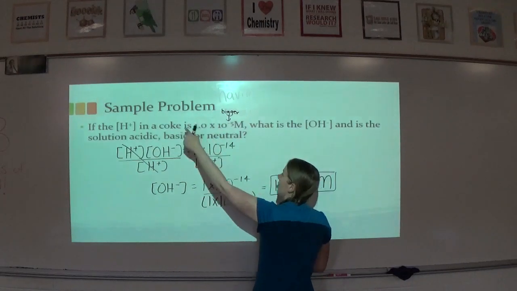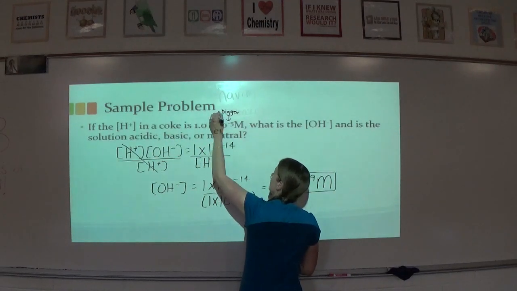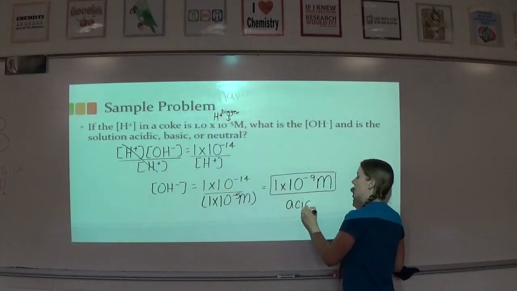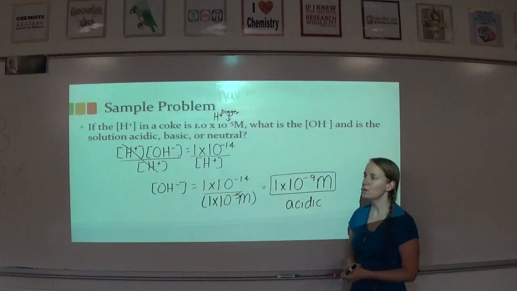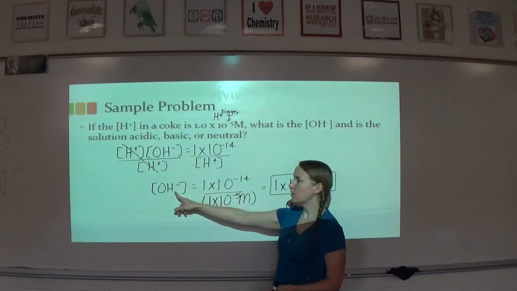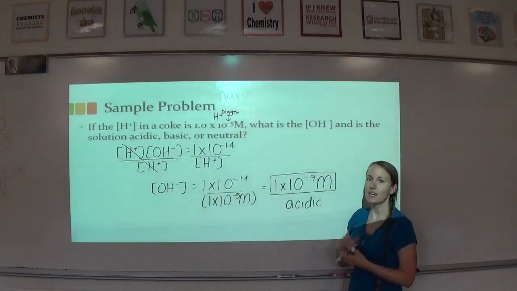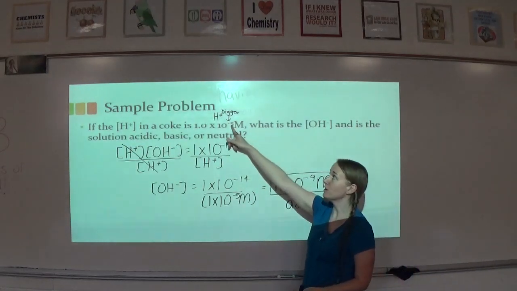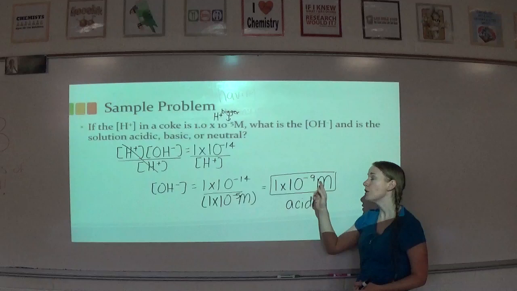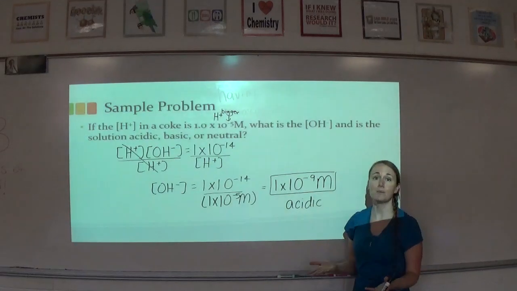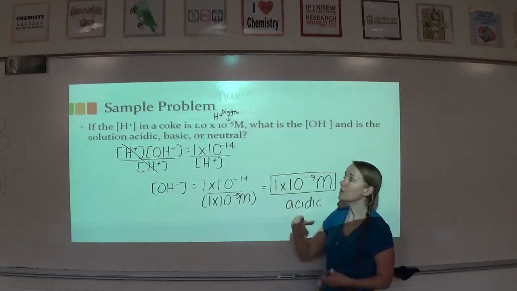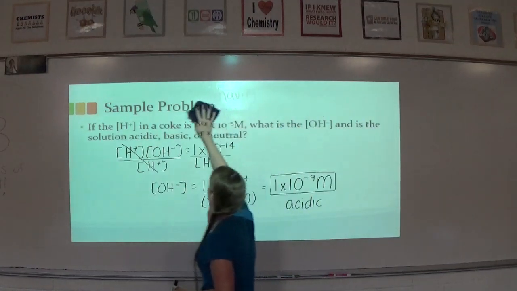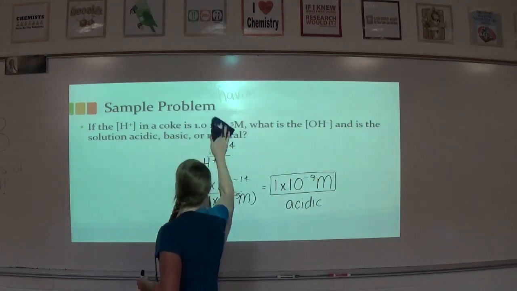And 10 to the negative 5 is our H plus. So if H plus is bigger, it is acidic. A lot of you will say, oh, well, I had to find OH minus, so it must be basic. That's not the way it works. It's not about which one you had to find. It's about who is bigger, H plus or OH minus. If OH minus had been bigger, then I would have written basic. If they had been equal, then I would have written neutral. All right? So why don't you try the next one?